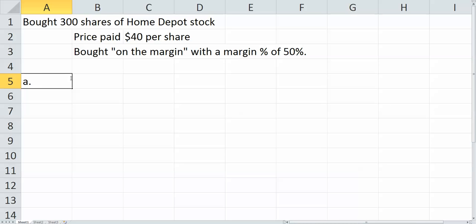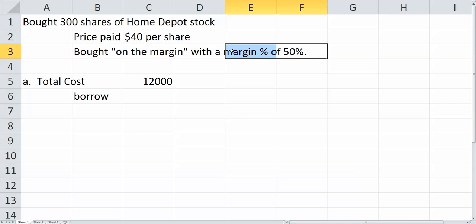Part A asks, what's your contribution to this transaction? The total cost of the stock, you bought 300 shares at $40 each. So it cost $12,000 to buy the stock, but you didn't contribute all of it. You borrowed some money from your broker.